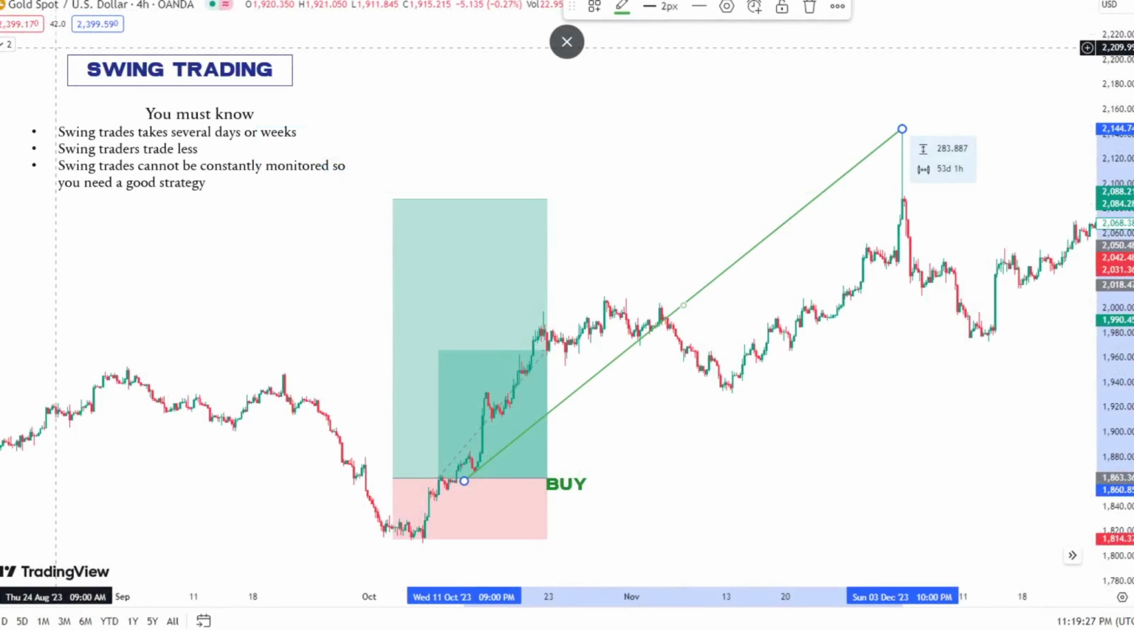Now, things you must know when it comes to swing trading is a trader that trades with the style of swing trading needs to have a very, very serious setup, because you wouldn't be coming every day to check the trade. So your setup should be very, very important, and it shouldn't be something shallow. It shouldn't be something that will end up hitting your stop loss after you've taken the trade, right?